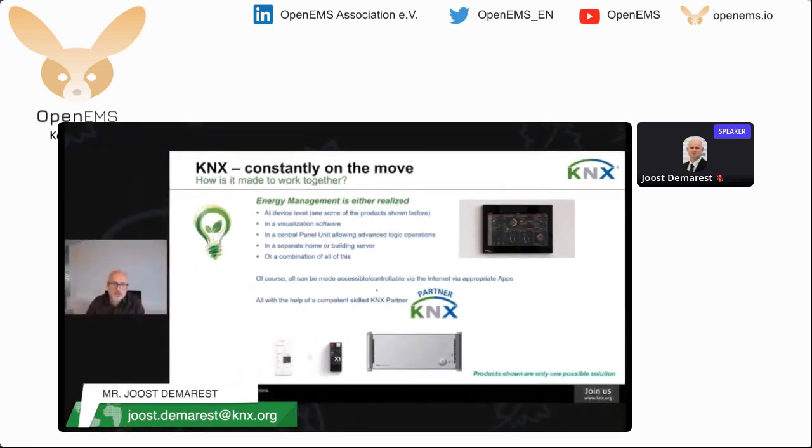Of course, all of this can be made accessible or controllable via internet. And you can put this information you get from these products, or you can control these products via appropriate apps. All of these tailor-made energy management solutions can be provided to you by a competent, skilled KNX partner, of which there are about 100,000 on this planet. So you will definitely find a competent partner for your home or your building.